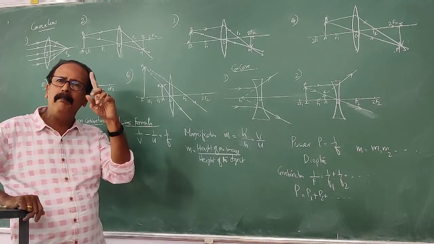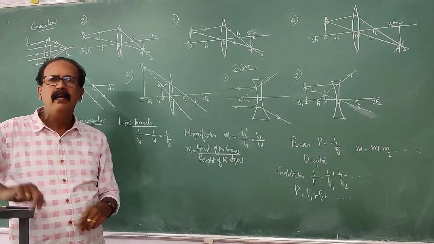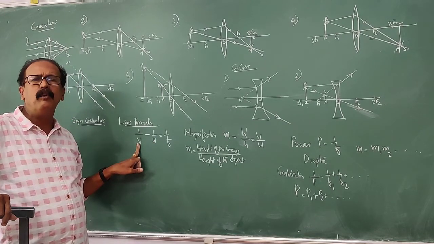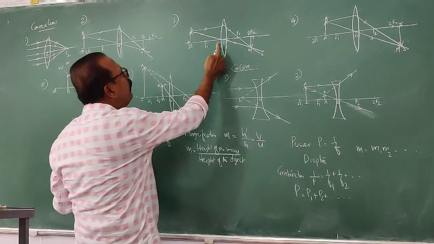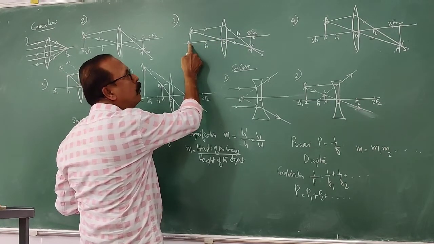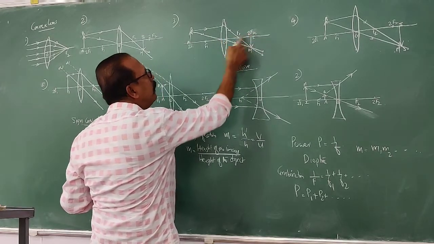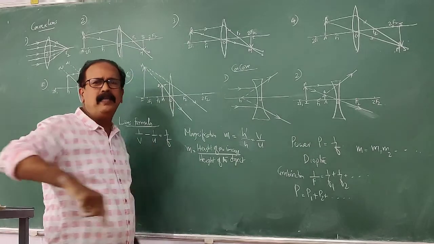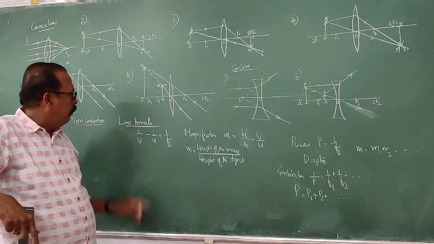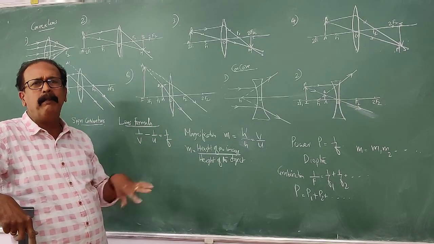What is the formula for the mirrors? 1 by v plus 1 by u equal to 1 by f. What is u and v? u is the object distance and v is the image distance. How will you count the object distance? The distance of the object from the optic center is the object distance. This is u and this is v. So object distance is u and image distance is v, and 1 by v minus 1 by u equal to 1 by f. While doing problems you have to apply proper signs.